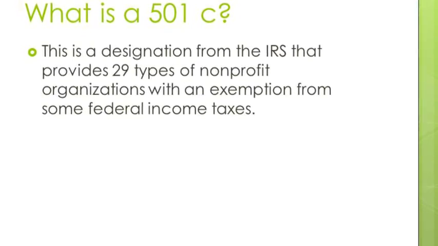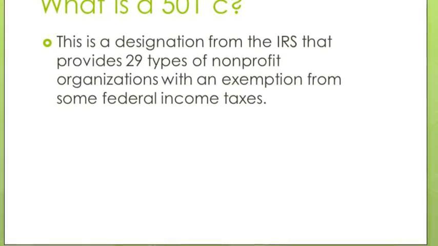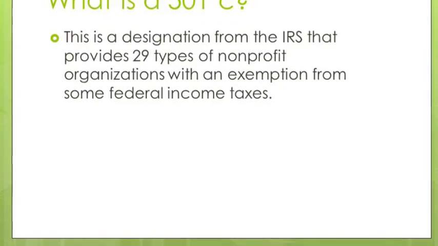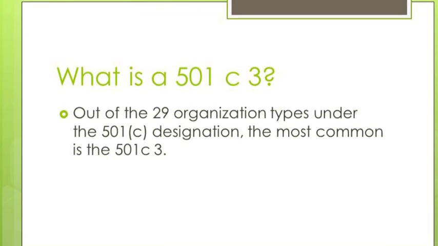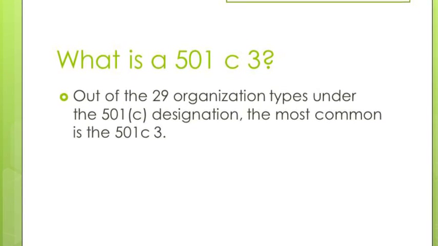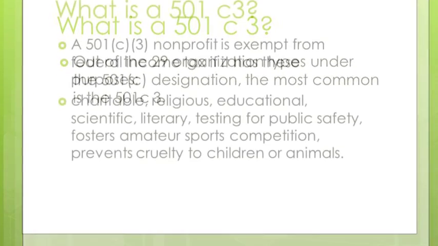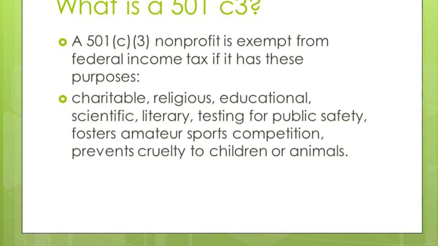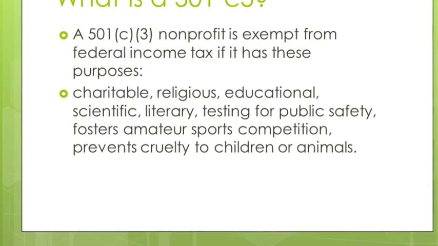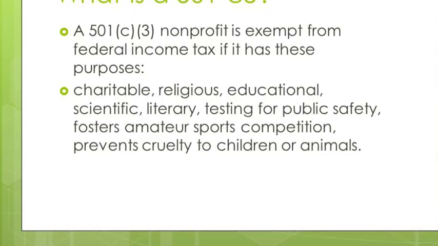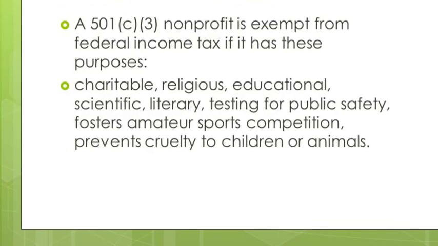Let's talk about the definition of a 501c. This is a designation from the IRS that provides 29 types of nonprofit organizations with an exemption from some federal income taxes. Out of the 29 organization types under the 501c designation, the most common is the 501c3. A 501c3 nonprofit is exempt from federal income tax if it has these purposes: charitable, religious, educational, scientific, literary, testing for public safety, fosters amateur sports competition, and prevents cruelty to children or animals.